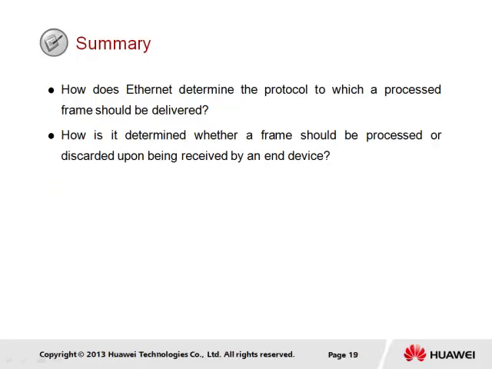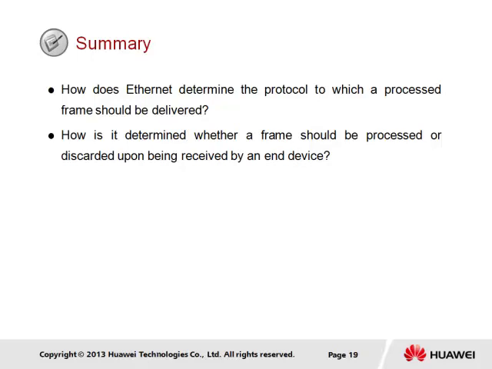In summary for this section then, it is asked, how does Ethernet determine the protocol to which a processed frame should be delivered? Well, frames carried over Ethernet networks contain a type field that is used to reference the next protocol to which data is to be sent for processing. So we have given a couple of examples in this section in the form of IP and ARP.